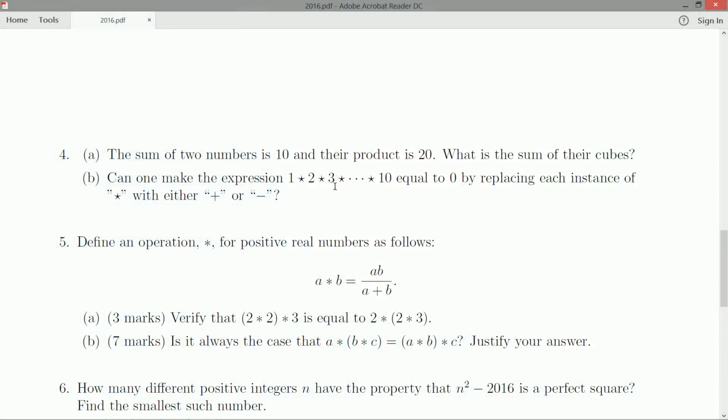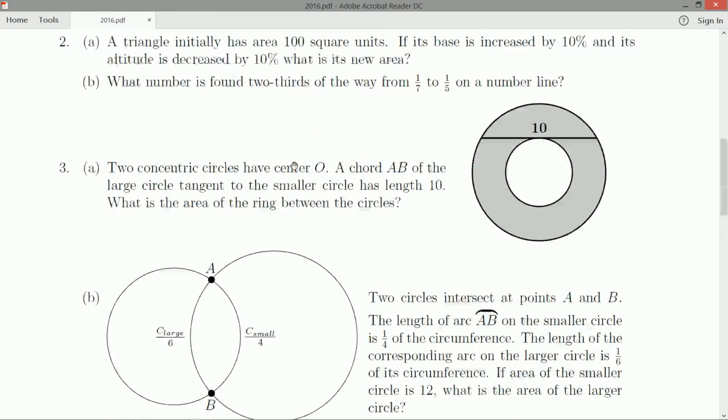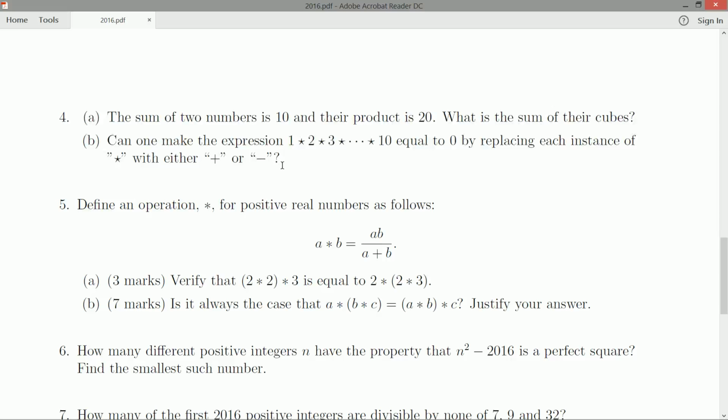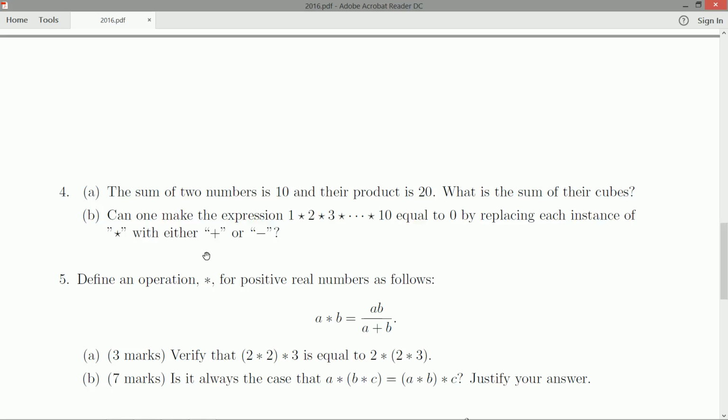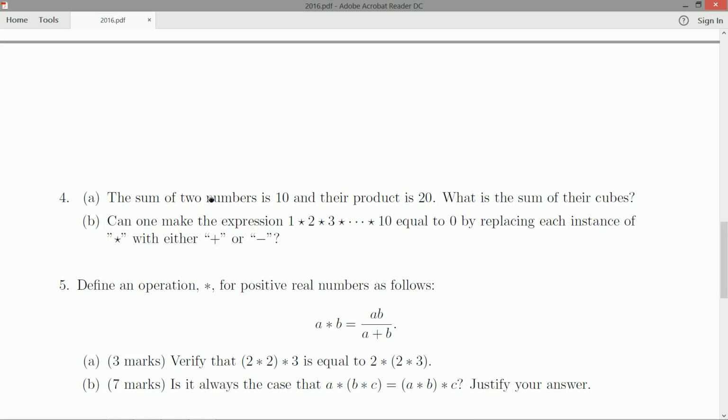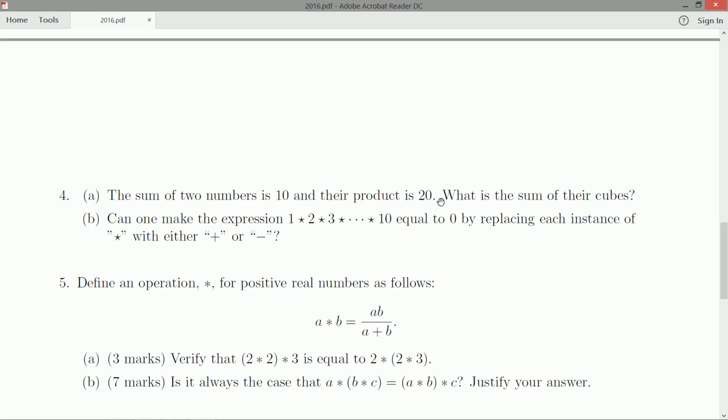It's another two-part question, as the first few tend to be on these contests. And it won't be the last one. Question 5 is a two-parter as well. So, question 4A. The sum of two numbers is 10, and their product is 20. What is the sum of their cubes?